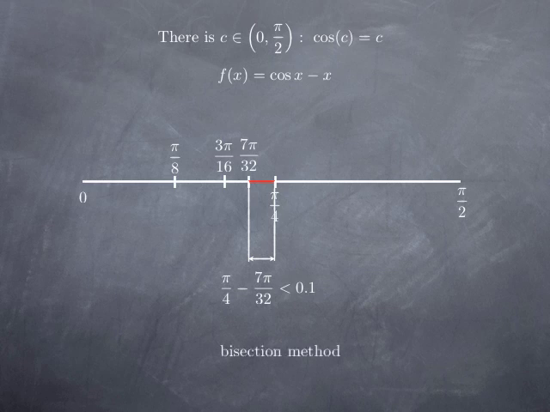This method to get an approximation of the solution of an equation is known as the bisection method, and as you can tell, it is simply based on iterating the argument of the intermediate value theorem that we used to justify the existence of the solution.